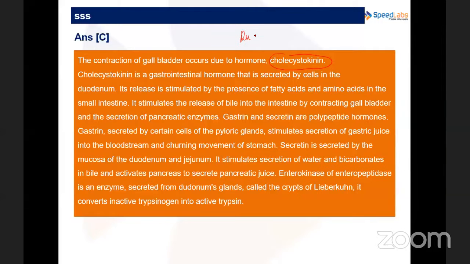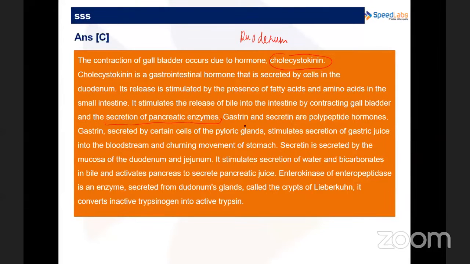Cells of duodenum secrete the cholecystokinin, and what is the stimulus for it? Presence of fatty and amino acids. So whenever the fatty acids and amino acids come in the small intestine, this hormone is released. And what is the function of this hormone? It stimulates the release of bile into the intestine by contracting gallbladder, and it also causes the secretion of pancreatic enzymes. So these are the two important functions.